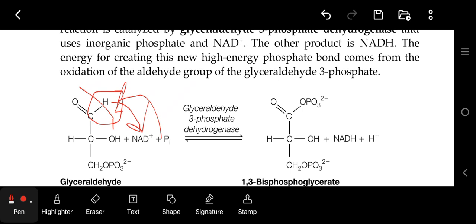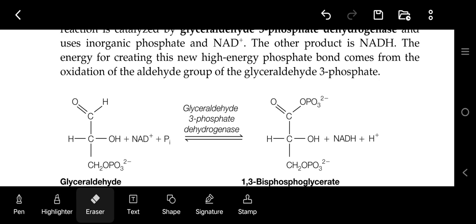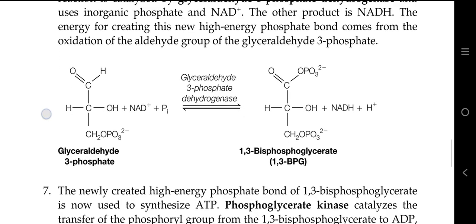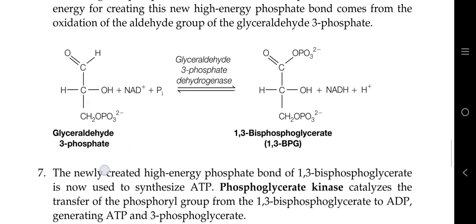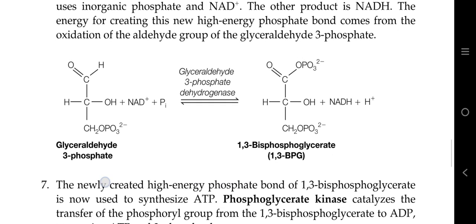So the reactions in which NADH or NAD is involved are catalyzed by dehydrogenase enzymes. So this reaction is catalyzed by glyceraldehyde 3-phosphate dehydrogenase, and the product of this reaction is 1,3-bisphosphoglycerate.